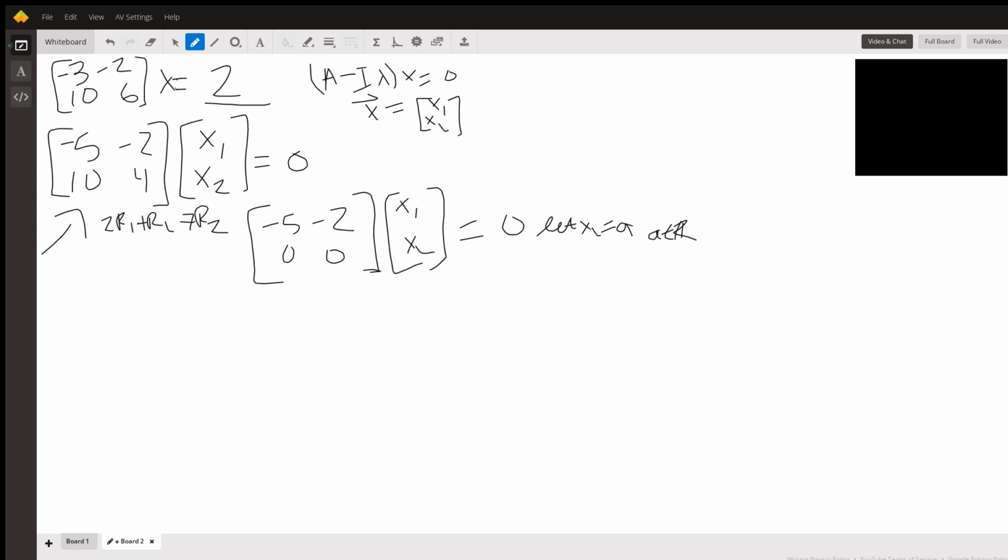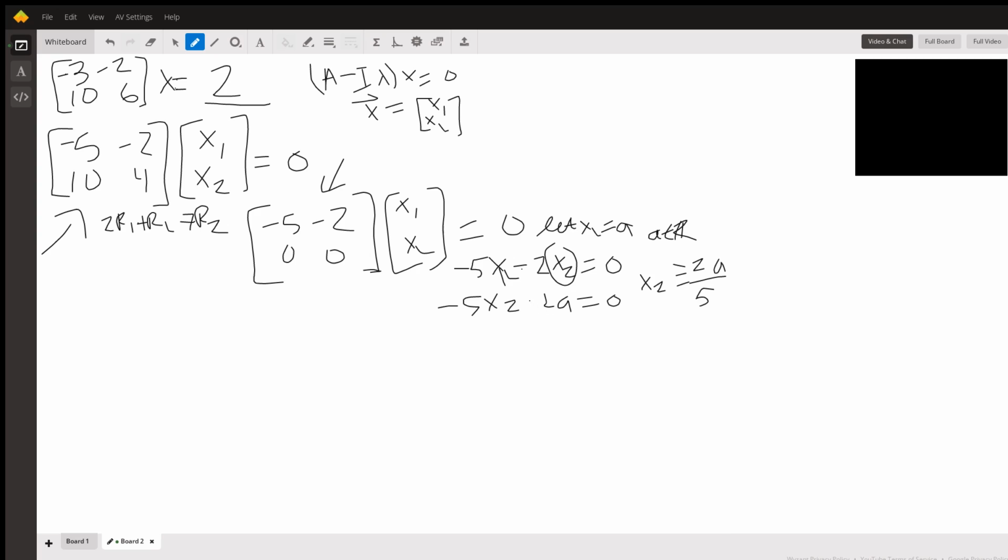So if x2 equals a, this first row says -5 x1 minus 2 x2 equals 0. That's what that first row says. The second row just says 0 plus 0 equals 0. Well, I know that my x2 equals a, so I'm just going to substitute that in. So negative 5 x1 minus 2a equals 0. Solve for x1. x1 equals negative 2a over 5.